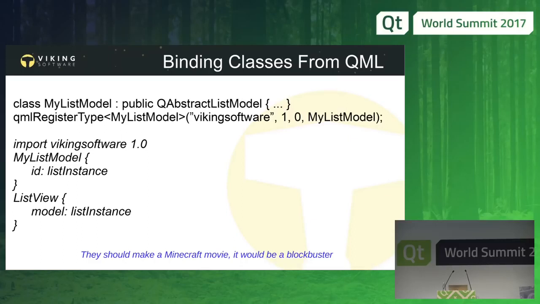So that's what you see down here. The URL, that's what ends up as sort of the namespace. Viking software, this is the version 1.0 and my list model, and then you have your list. So this only works, of course, if your list model can handle having more than one. So don't do this with your database connection, for example, usually.